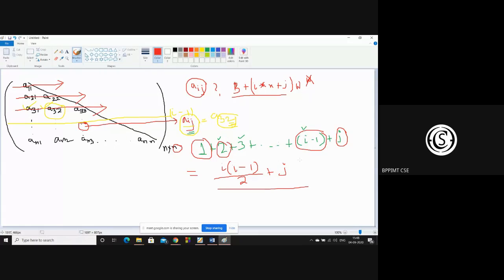This formula is used for finding the address of lower triangular matrix at position ij. Is it clear to you or not?